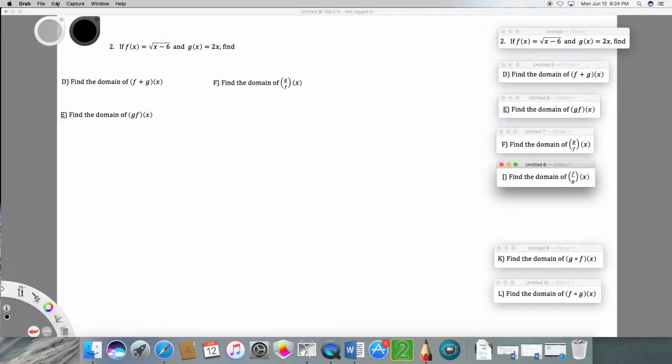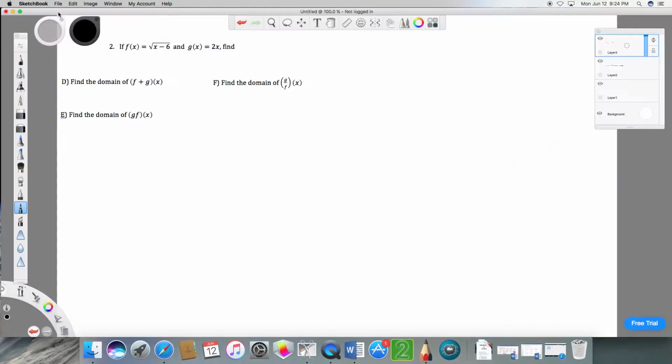And the same idea here for f over g. It might be the same answer as D and E, but it may have an added restriction because we have to avoid letting g of x, the denominator, equal 0. So let's find our answers to D and E, which we know are going to be the same. But first, we have to find the domain of f and the domain of g.